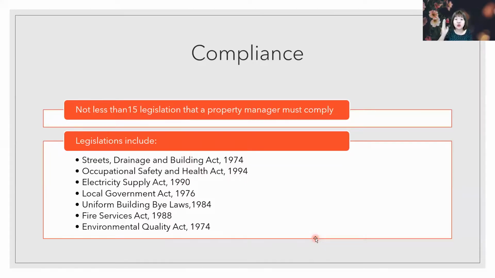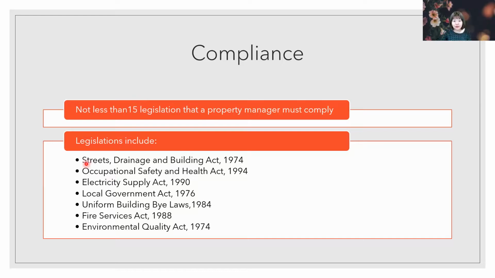Now kita tengok satu-satu. So for the compliance, not less than 15 legislations that a property manager must comply. Why so much? Kalau kamu tengok 15 undang-undang yang kita kena ikut. Banyak kan 15? Why? Because dalam satu bangunan, dia bukan hanya satu untuk structures, but then ada juga piping, gardening. All of this actually goes to different rules and regulations.